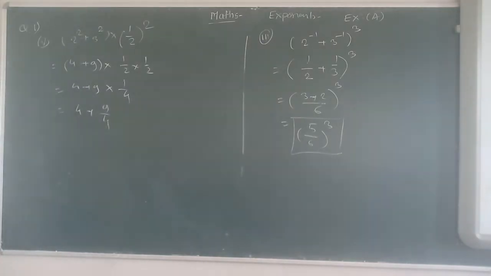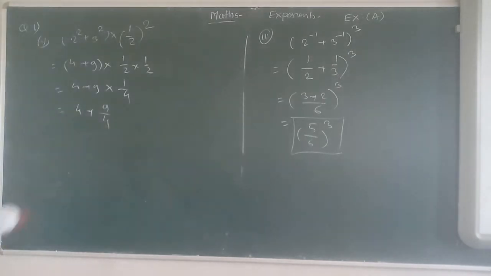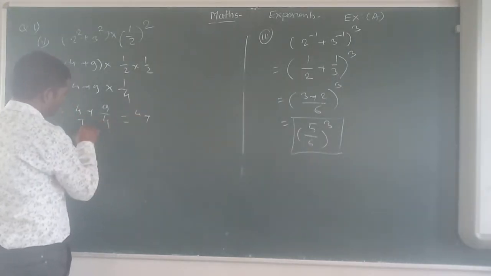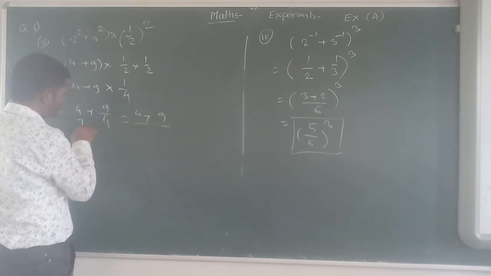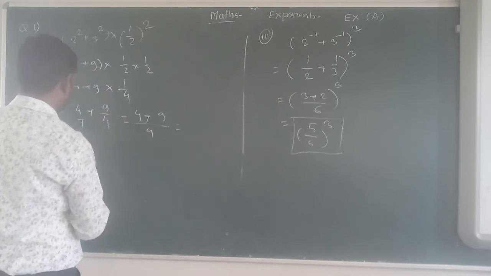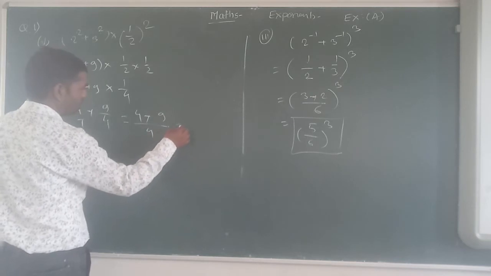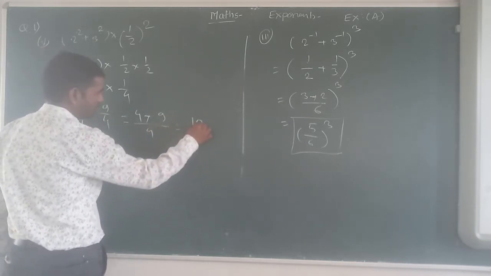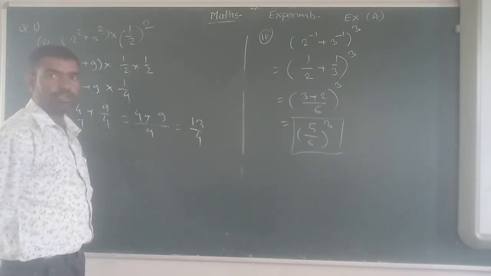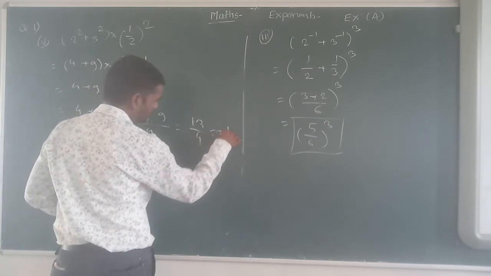In the next step, here we will take the cross multiply. 4 times 1 is 4, 9 times 1 is 9, upon 4 times 1 is 4. So it will be 13 upon 4. This is an improper fraction. We can convert it into a mixed fraction, which is 3 integer 1 upon 4.